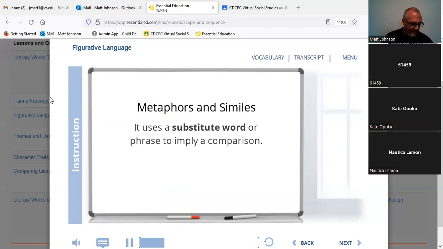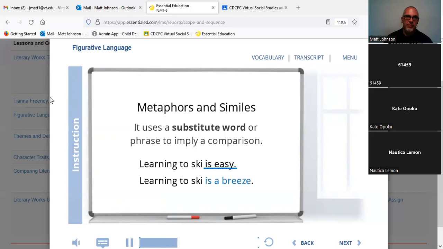I'll start with the sentence, learning to ski is easy. That's a literal statement. That's not a metaphor. With this sentence, I'm saying that it isn't difficult to learn to ski. If I want to turn this sentence into a metaphor, I could replace the phrase is easy with the phrase is a breeze. Now the sentence reads, learning to ski is a breeze.